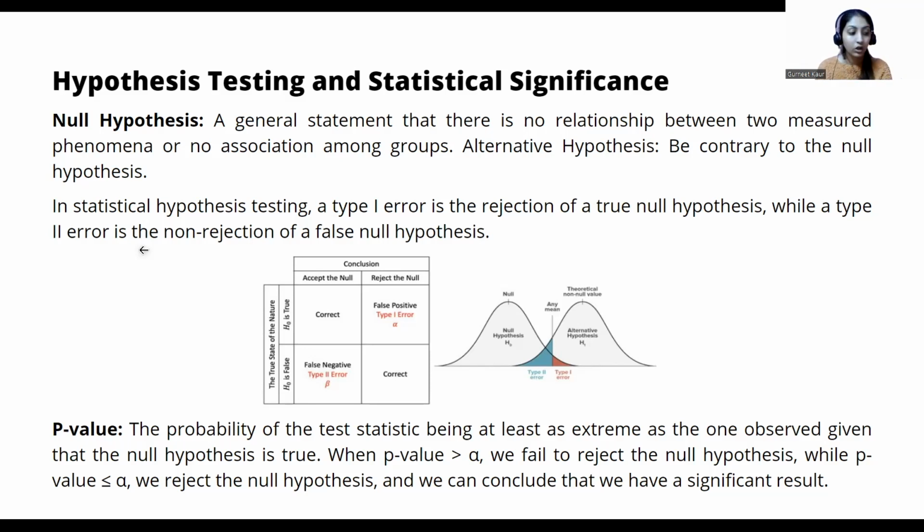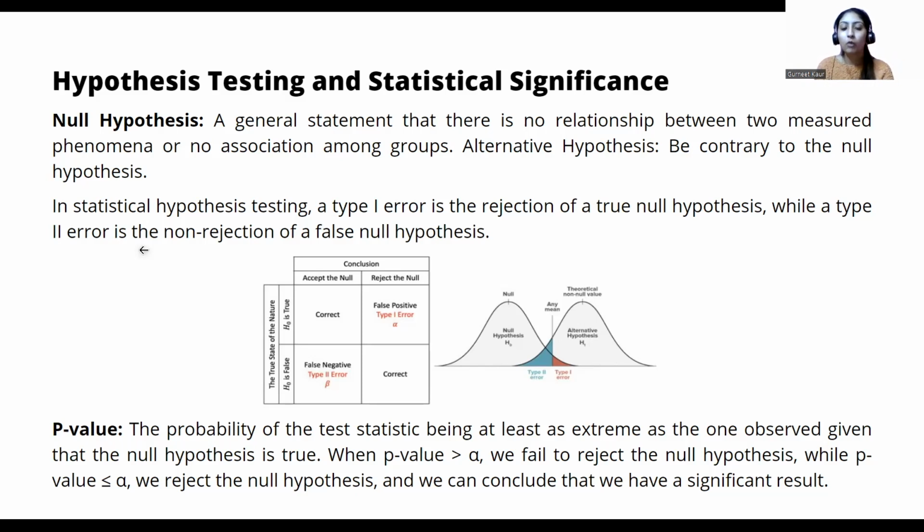Now comes the p-value. When we talk about the null hypothesis, we are talking about significance. Significance means that if we want to reject the null hypothesis, we need to prove its significance, right? So that we do using a probability value. In this case, the null hypothesis said that there is no relationship between two measured phenomena, and the alternate hypothesis said that there is a relationship between the two phenomena. So we calculate the probability of that relationship between two phenomena, right?